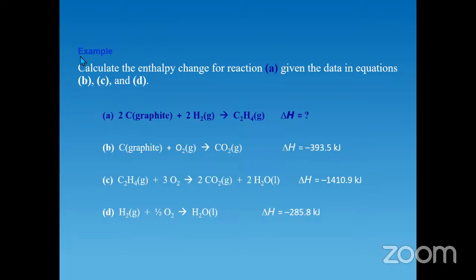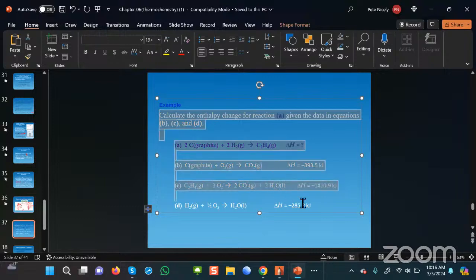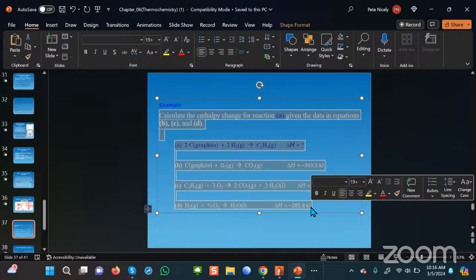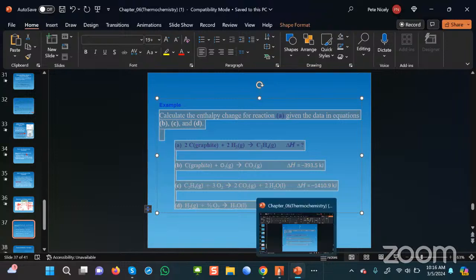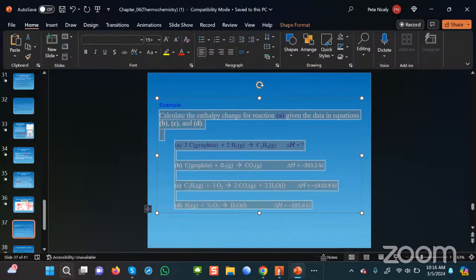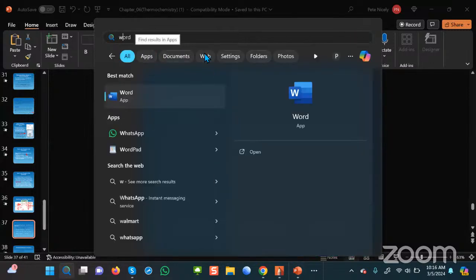I want us to look at this example, which is a bit more complex. And for this one, I'm going to need some space. What I'm going to do is copy all of this here. And by the way, this question I'm about to do is a typical Hess's law question, right? So if you understand this, any question I give you in a future exam, you should be able to do it. Let me choose Word.